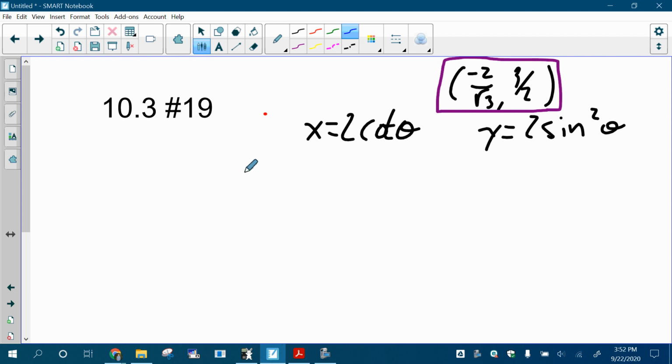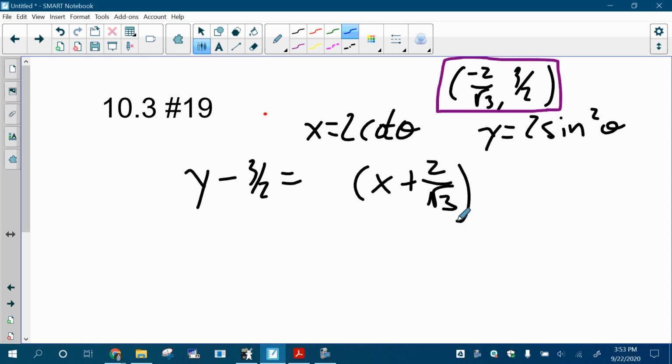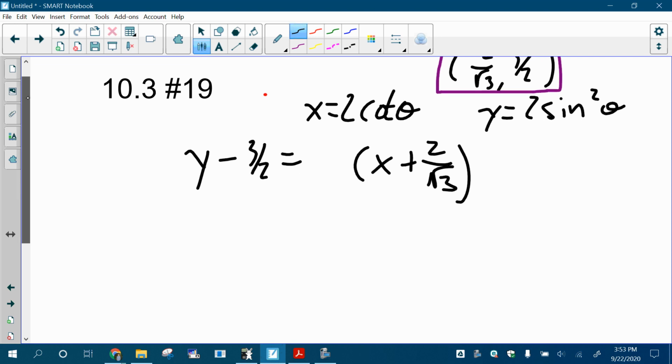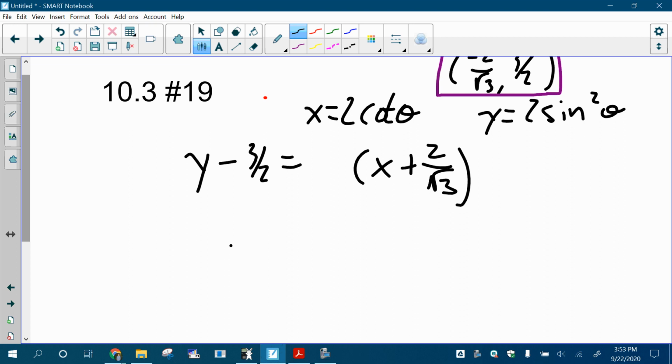If I want to write the equation of a tangent line, I need a point and a slope. Luckily, they give me the point, so I'm already kind of getting going. y minus y1 equals m times x minus x1. What I need now is the slope. How do you find the slope of a parametric curve? Well, it's dy/dt over dx/dt, or in this case, dy/dθ over dx/dθ.